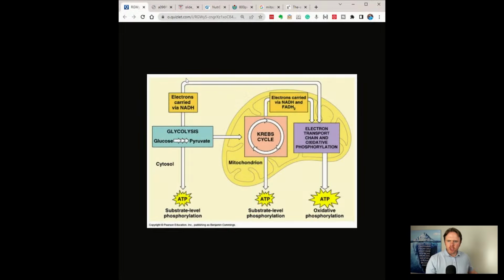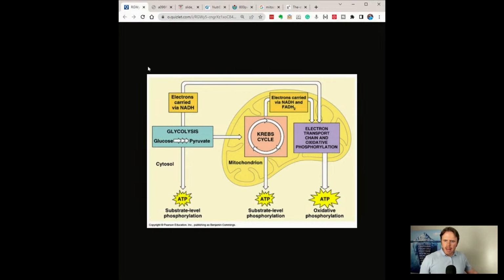So first off, what's your mitochondria? You can see your mitochondria is part of your cell that generates ATP, right? Energy, adenosine triphosphate. There are 2 major processes happening inside the mitochondria. We have the Krebs cycle generating ATP, and we have the electron transport chain generating ATP.